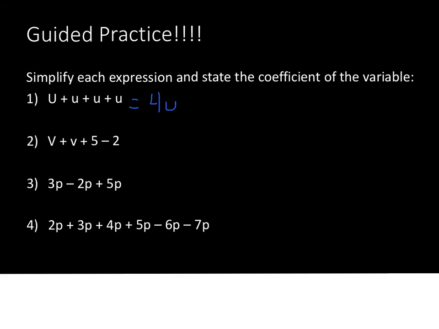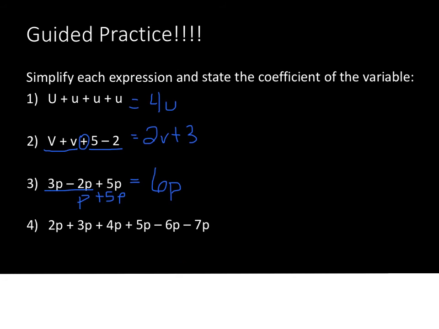The next one is v plus 5 minus 2. So I'm going to go ahead and combine v plus v and say that's 2v plus whatever 5 minus 2 is. So 5 minus 2 is 3. So I have 2v plus 3. The next one has 3p minus 2p plus 5p. So they're starting to get tricky on you. So I know that 3p minus 2p gives me just p plus another 5p. So p plus 5p is 6p.